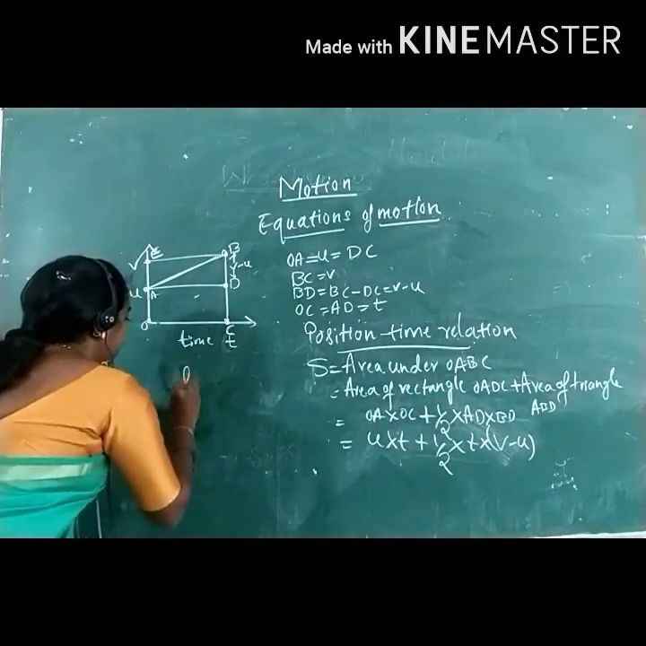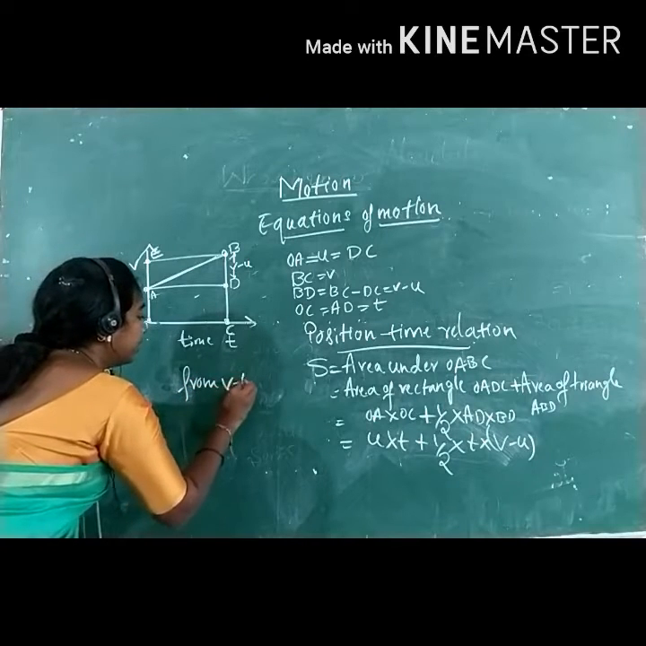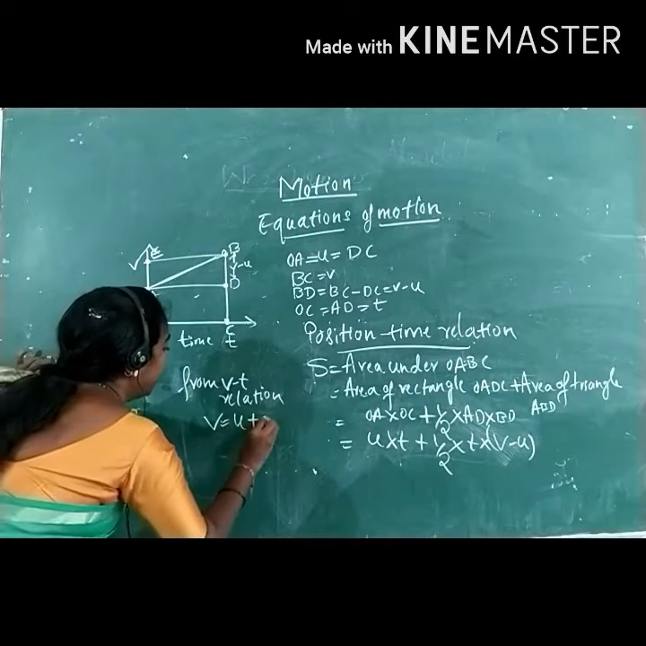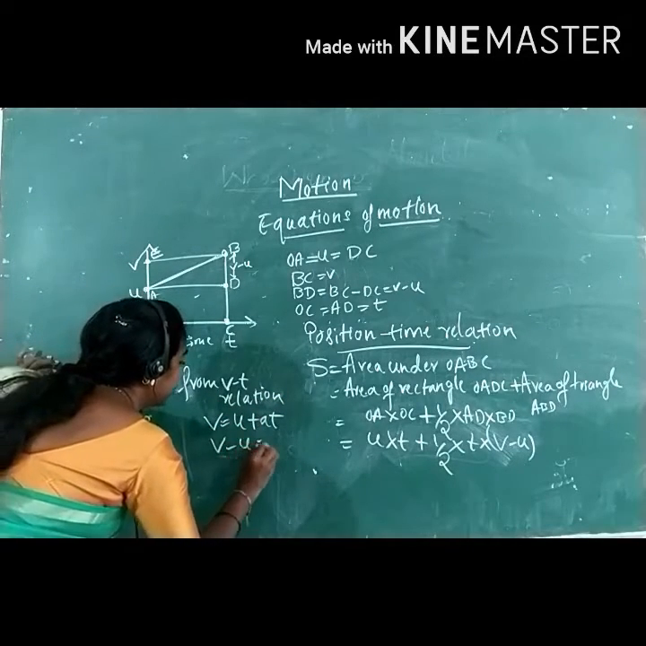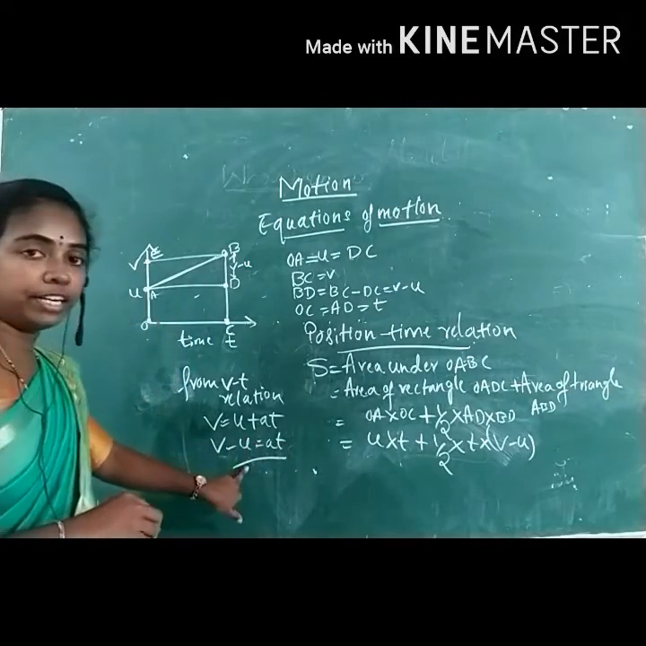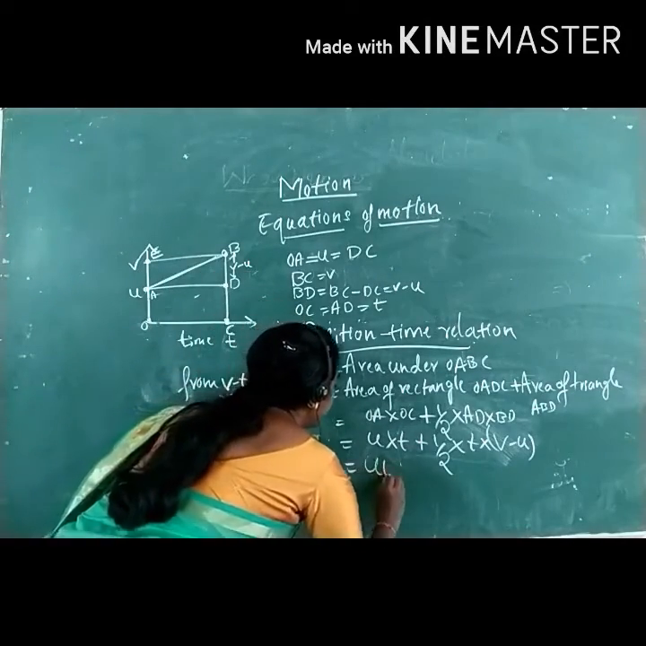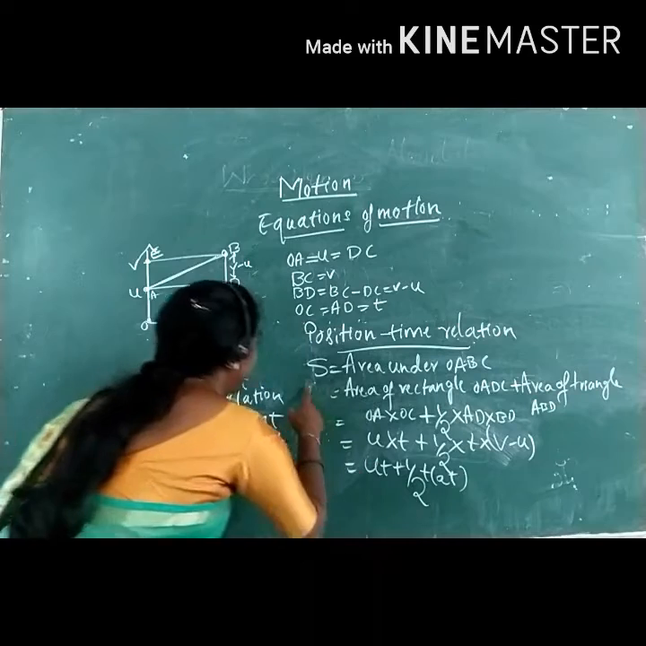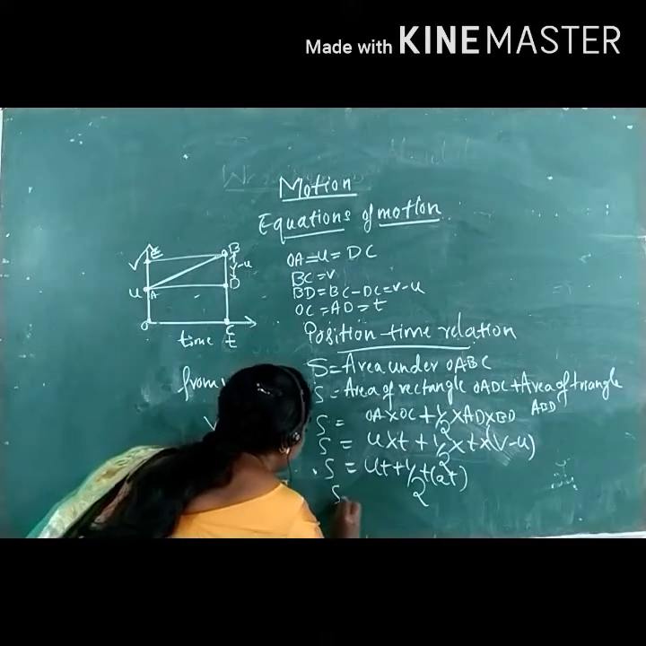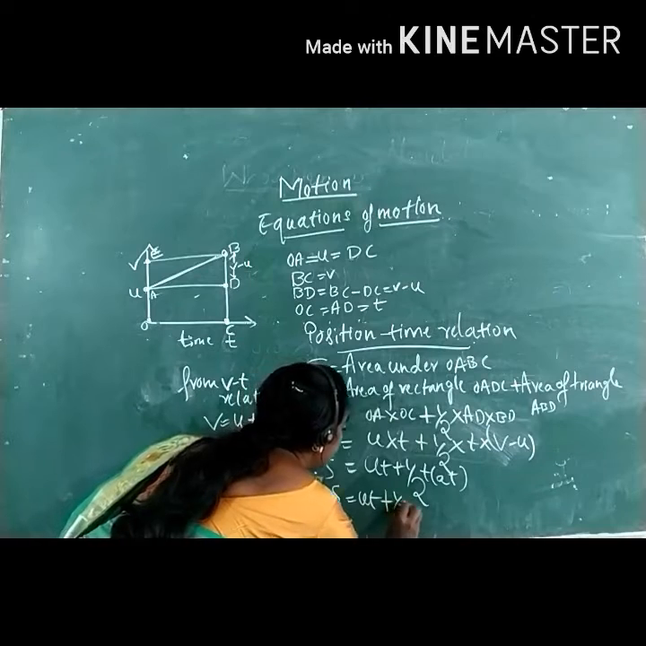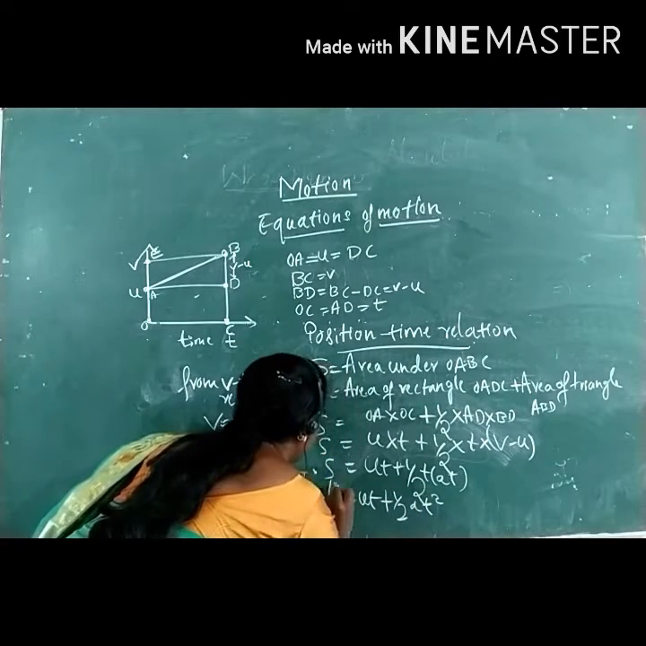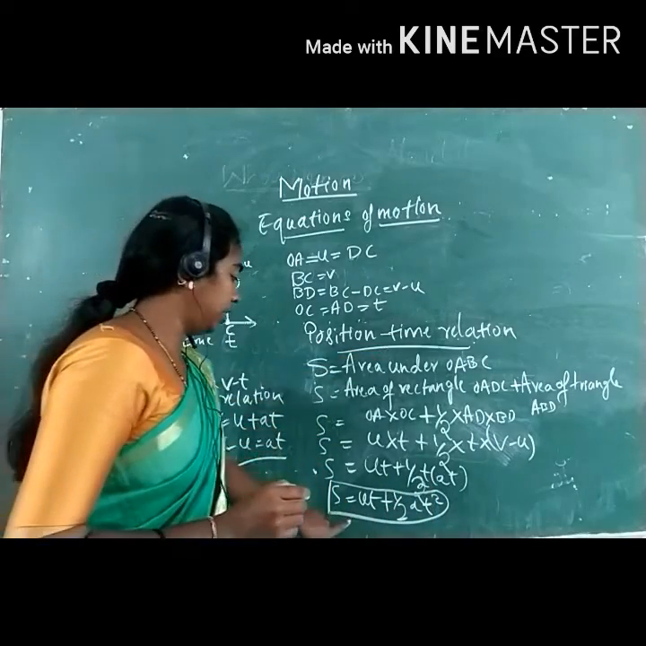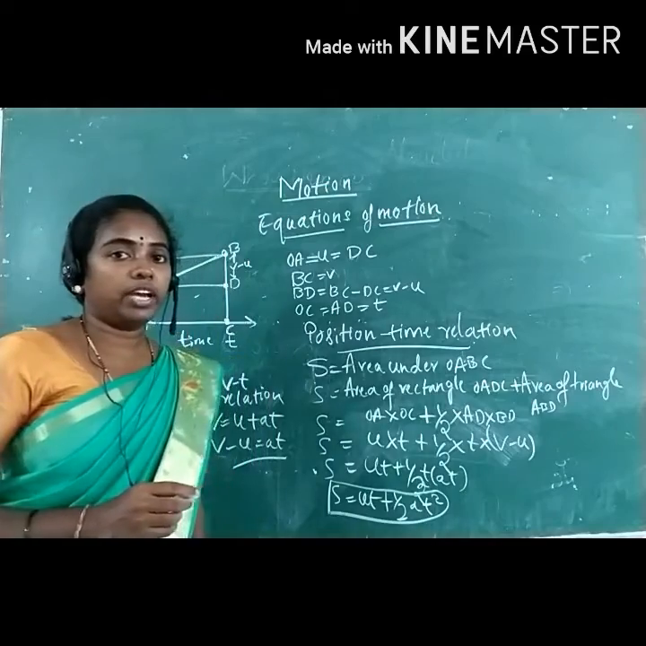From the velocity-time relation, we have V is equal to U plus AT. From this, V minus U is equal to AT. Getting from this substitution, UT plus half T into AT. So finally we will get S is equal to UT plus half AT square as the position-time relation. S is equal to UT plus half AT square.